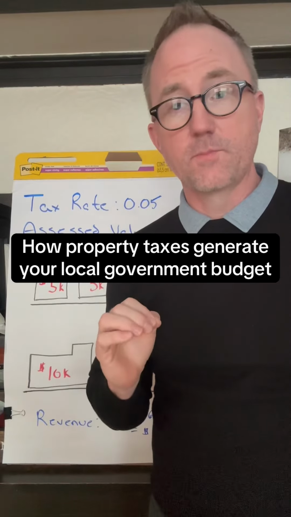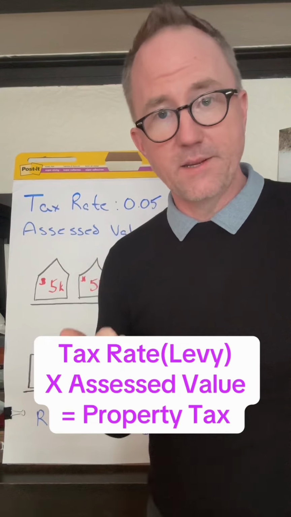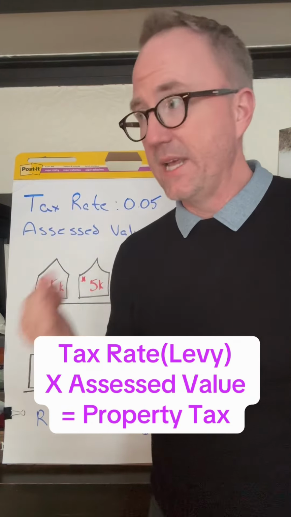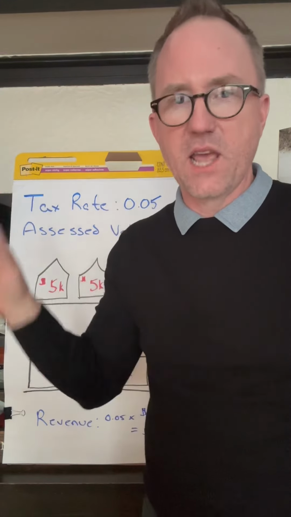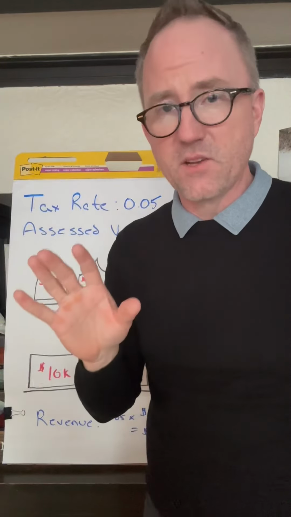So previously I talked about how property taxes are calculated using two things: the property tax rate and the assessed value of your property. You multiply the two, and it equals the actual dollars in property taxes that you have to pay. This is ignoring the property tax caps, which does complicate things, and we'll talk about those later. But that's the basic formula.